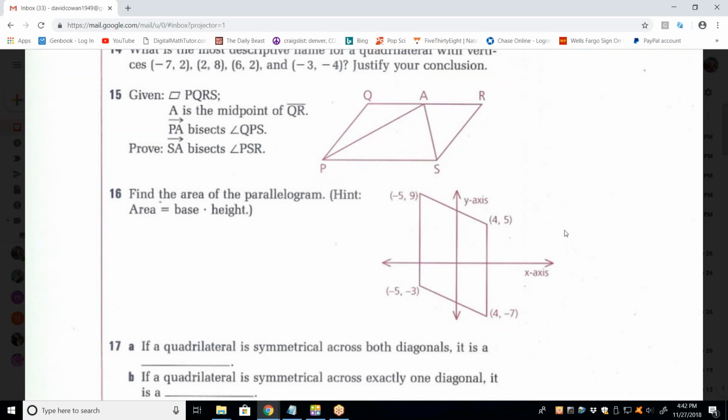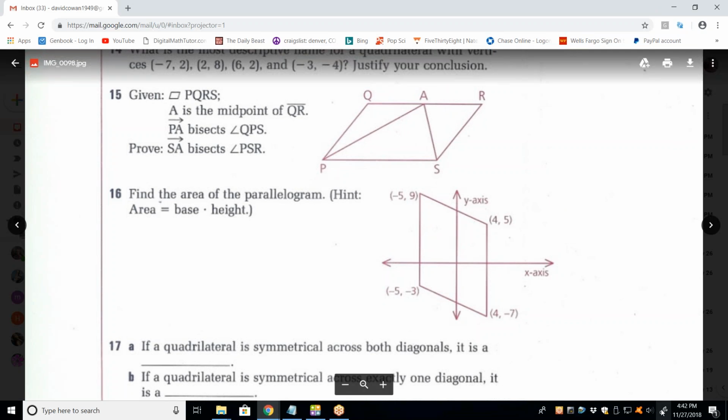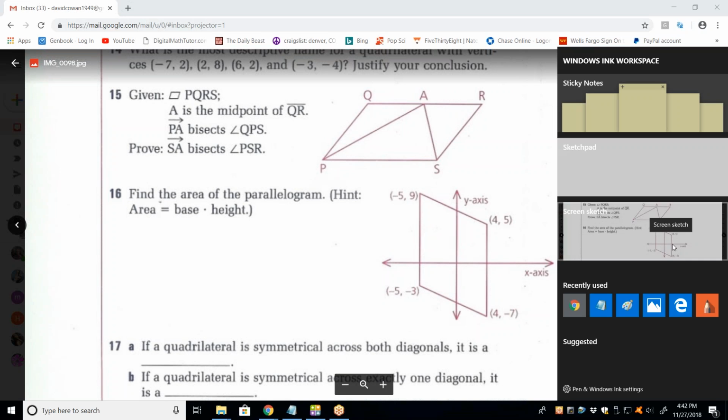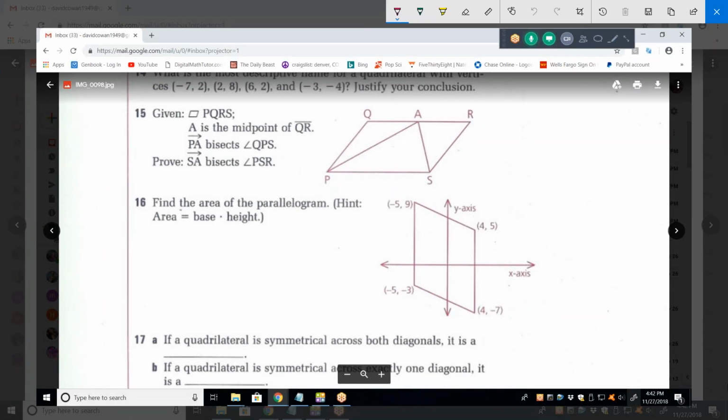So 15. A is the midpoint, so that's equal to that. Oh, we can go to 16. Oh, you don't need to do 15? Yeah, no. Okay. 16. Find the area of the parallelogram. Hint, the area equals the base times the height.